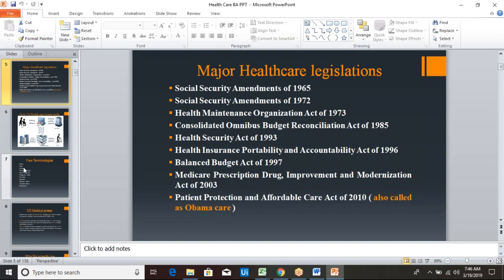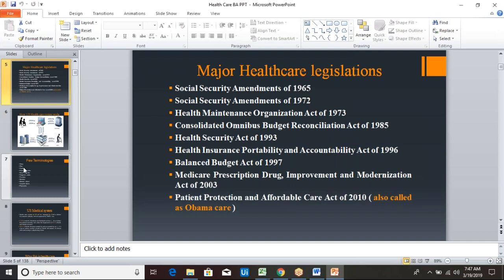After that, there is an act which comes under HMO, the Health Maintenance Organization, which is something similar to a Health Department or Health Ministry, what we in general terms call the Health Ministry. This Health Maintenance Organization Act was introduced in 1973. The major act was introduced in 1996, which is HIPAA, the Health Insurance Portability and Accountability Act.